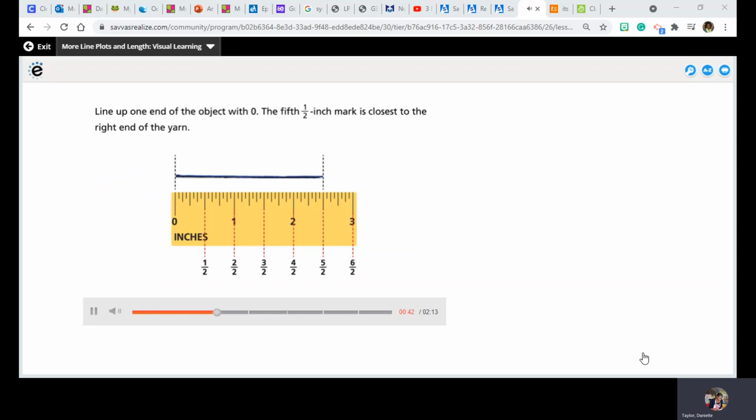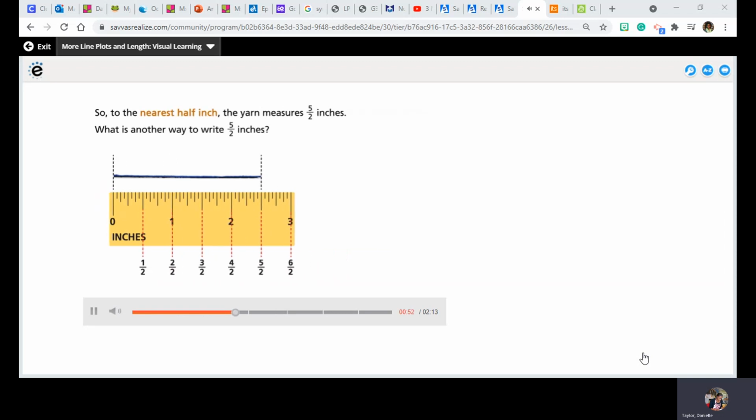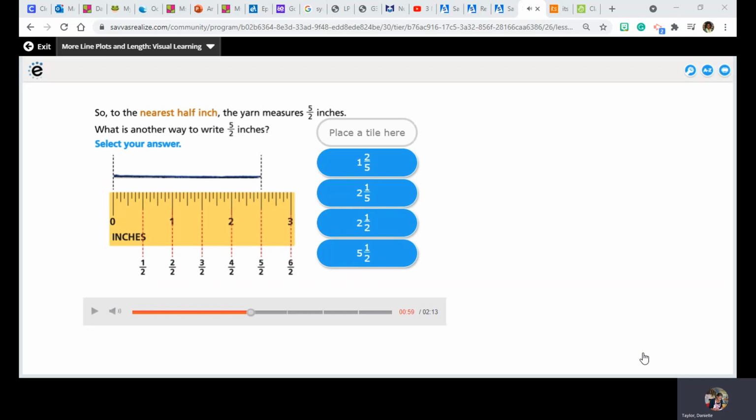Line up one end of the object with 0. The fifth 1/2 inch mark is closest to the right end of the yarn. So, to the nearest half inch, the yarn measures 5/2 inches. What is another way to write 5/2 inches? Select your answer.